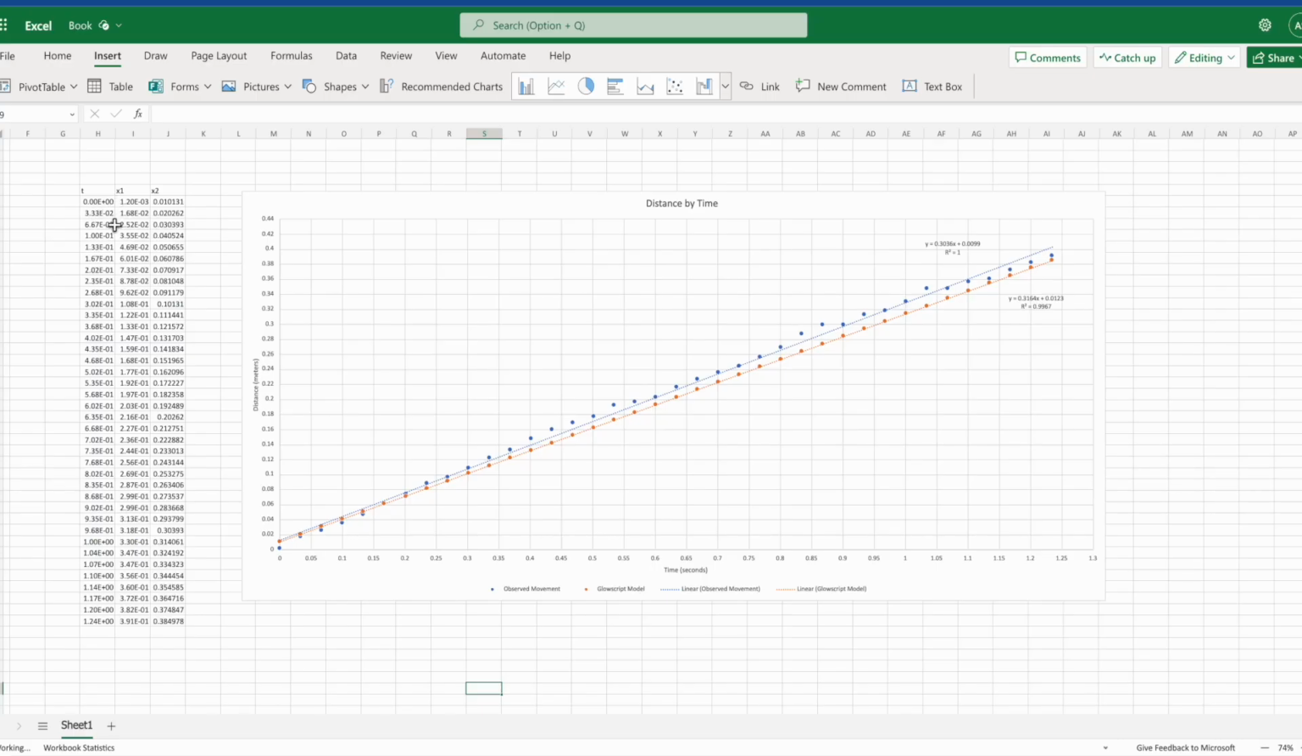We have one column that shows the time between 0 and 1.24 seconds, as we can see on the graph, time in seconds from 0 to 1.24. On the y-axis, we have the different data collected, the predicted and the observed, shown on the graph. The blue line represents the observed movement, and the orange line represents the computed movement with the GlowScript model. We can see the r squareds of each line: an r squared of 1 for the observed movement, and an r squared of 0.9967 for the computed.